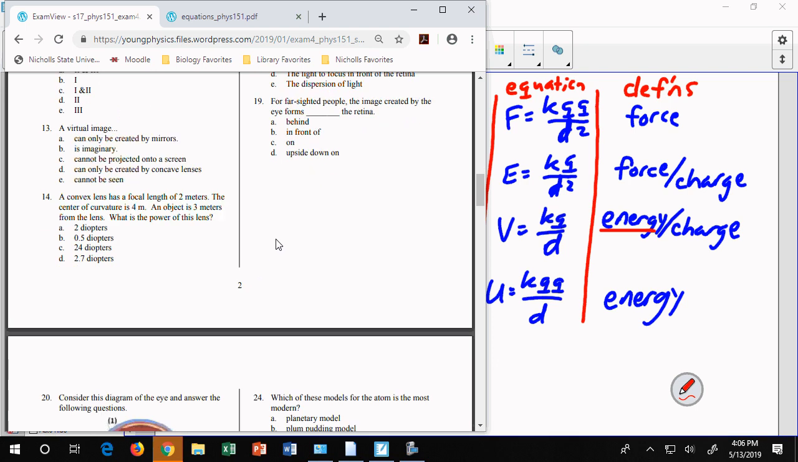Okay, number 14. Look, y'all, the reason 14 is hard is it just has a lot of extra information. You don't need this, although look, the focal length is half the center of curvature. If I want to know the power, it's just 1 over f. So it's 1 over 2, which is a half. That's really the only thing that's hard about 14. Oh, because it gives you the focal point. Right.